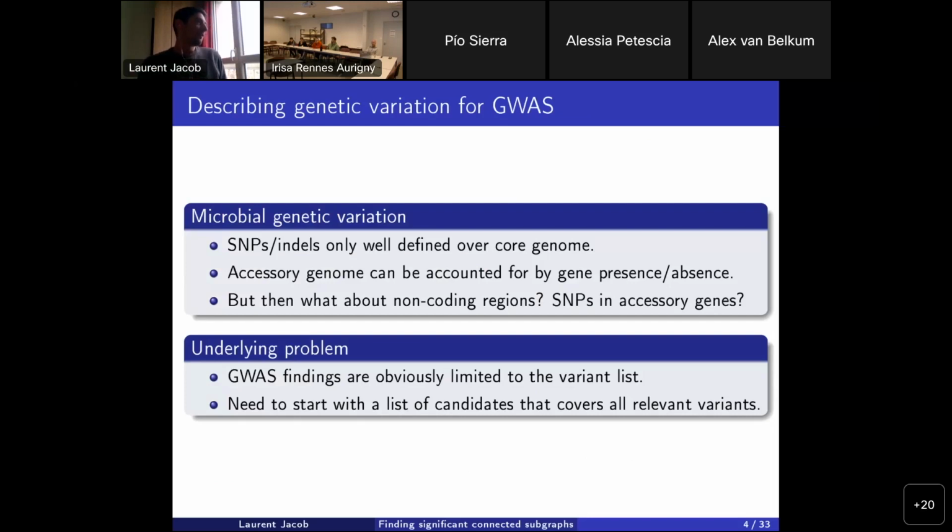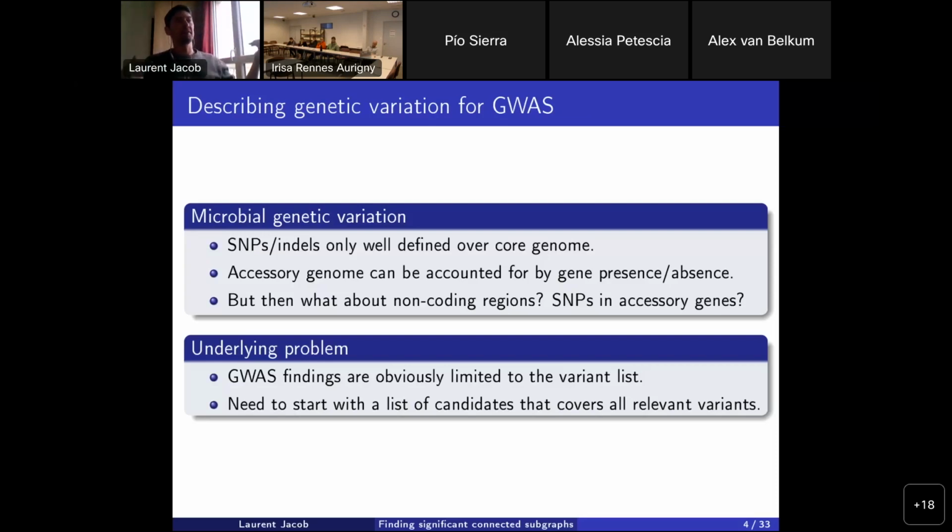And for lots of drugs, the resistance genetic determinants are in this accessory genome. So if you just look at SNPs, you don't even look at the accessory genome. You can only define it on the core genome. So what people have been doing is they have added this information to the list. They say, okay, we'll look maybe at SNPs, and we'll look also at the presence or absence of lists of genes in the accessory genome. So you can do that, but then what about non-coding regions, like parts that are not genes, like promoters, for example, enhancers? Or what about SNPs in accessory genes?